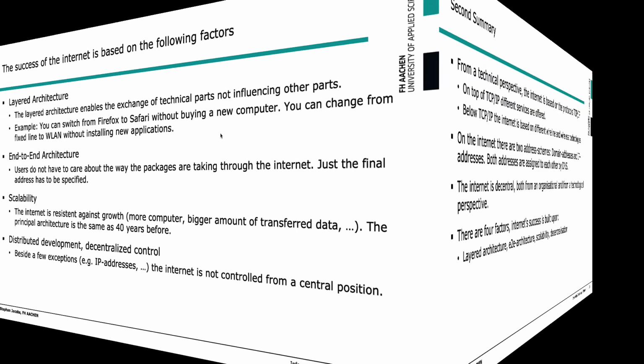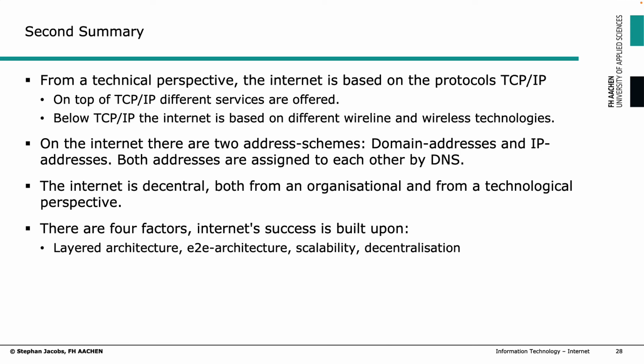Let's have a second summary. From a technical perspective, the Internet is based on the TCP/IP stack. On top of TCP/IP, different applications or services are offered, and below TCP/IP, the Internet is based on different technologies, wireline or wireless. We have two address schemes in the Internet, domain addresses and IP addresses. Both addresses are used and they are assigned to each other by DNS. The Internet is decentral, both from an organizational and from a technological perspective. And finally, there are four factors the Internet's success is built upon: layered architecture, end-to-end architecture, scalability, and decentralization.